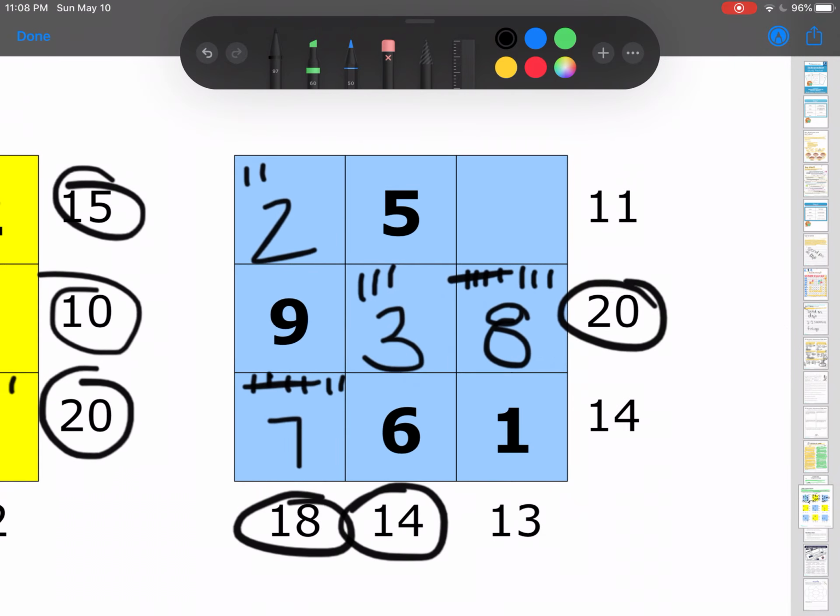And 8 plus 1, that's 9. I need to get to 13. So that's 9, 10, 11, 12, 13. That's 4 in this box.